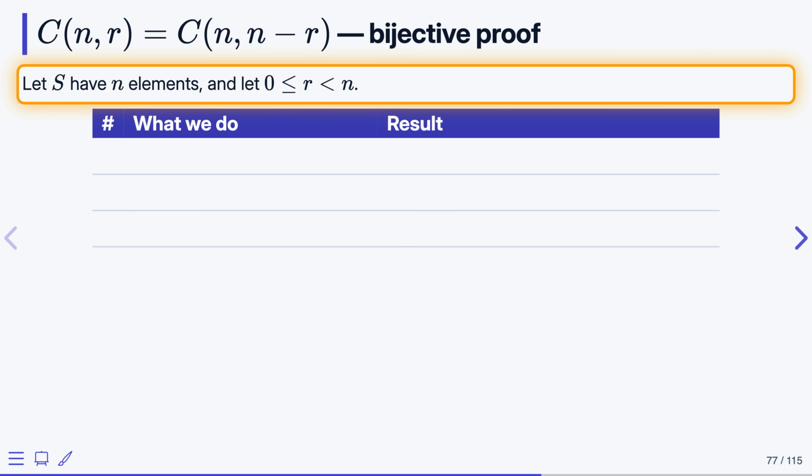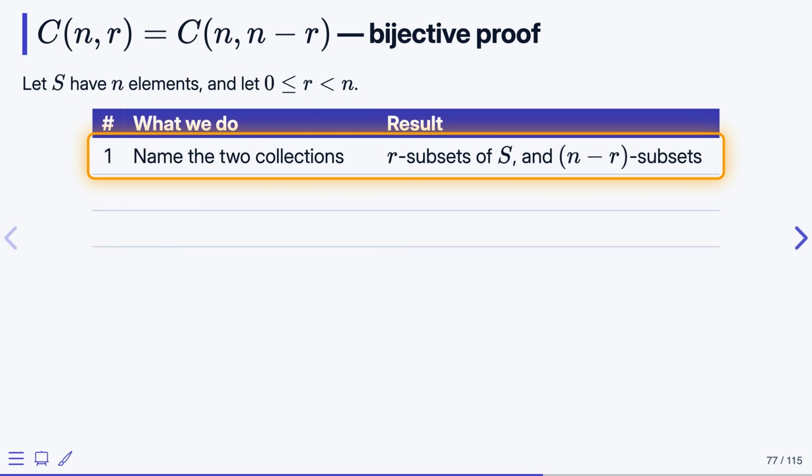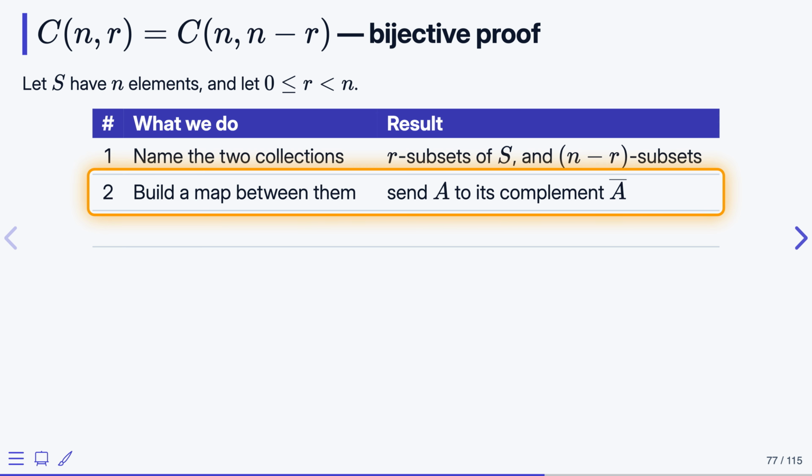Let's prove the symmetry again, this time by counting instead of by algebra. This is the bijective form. Let S be a set with n elements. Step 1. Name the two collections. First, the subsets of S with r elements. Second, the subsets with n minus r elements. Step 2. Build a map. Send each subset A to its complement, which is everything in S that is not in A. If A has r elements, the complement has n minus r.